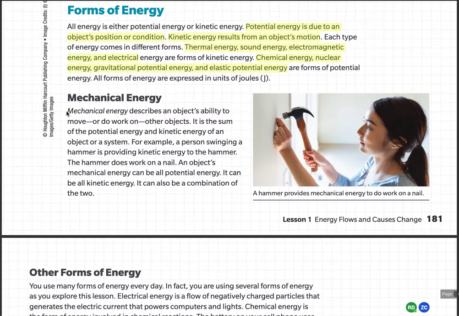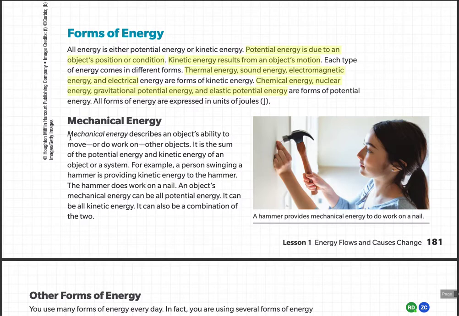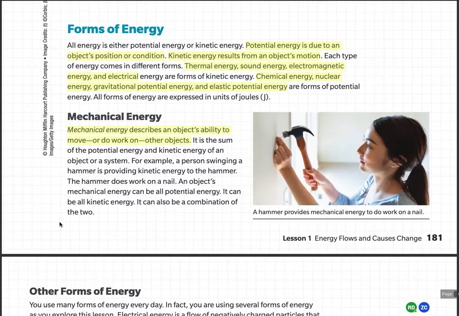Mechanical energy is usually one of the easiest to understand, and it is an object's ability to move or do work on other objects. So a lot of times when we as human beings are doing things, using a hammer, riding a bike, walking, those are described as being mechanical energy.